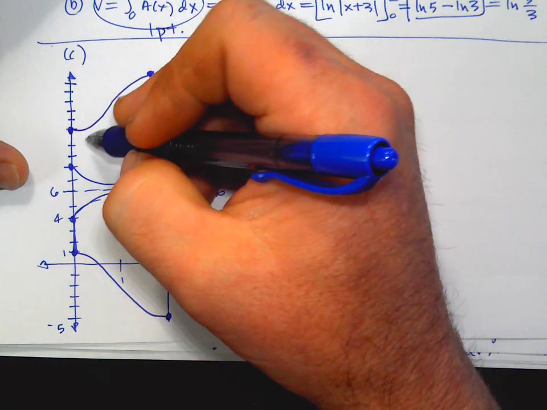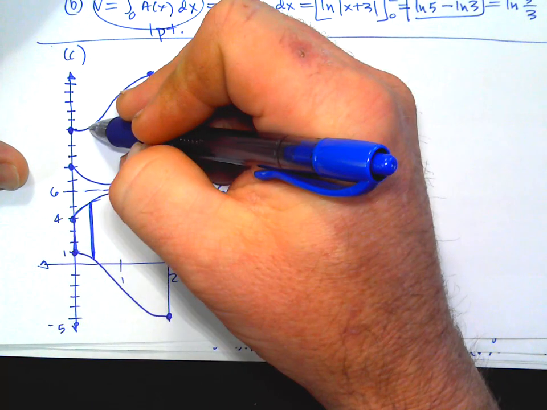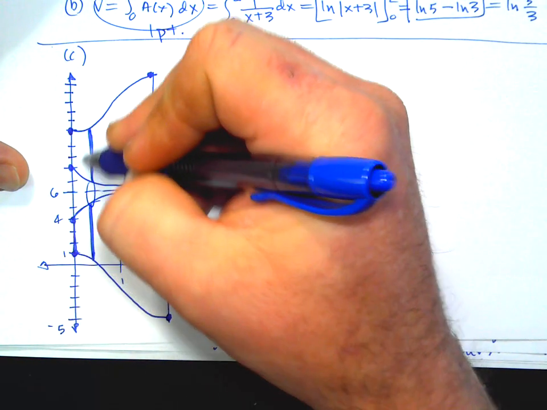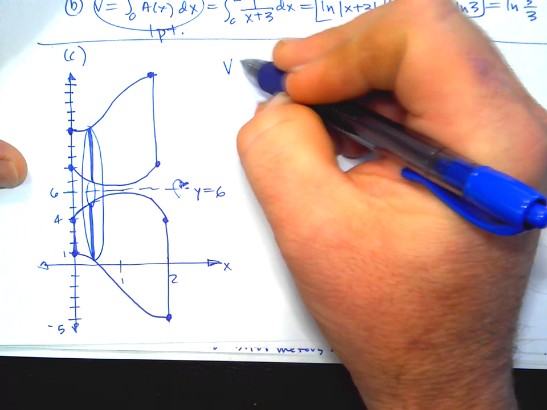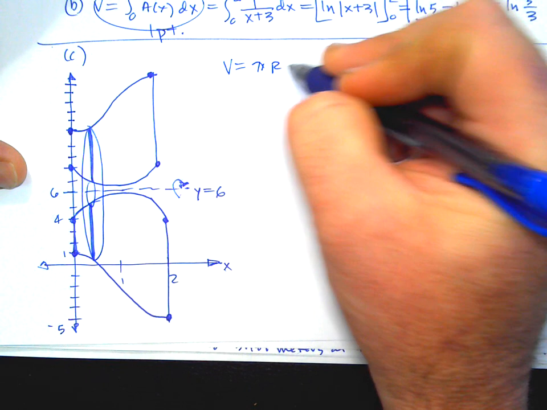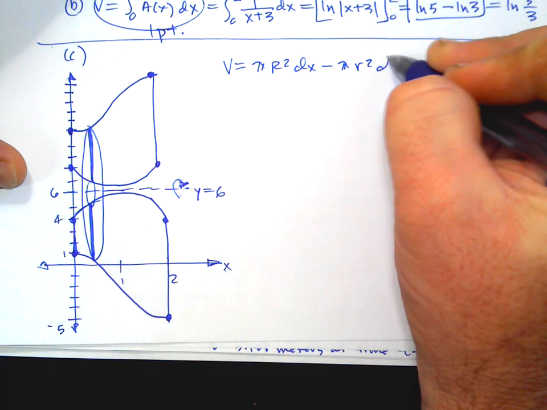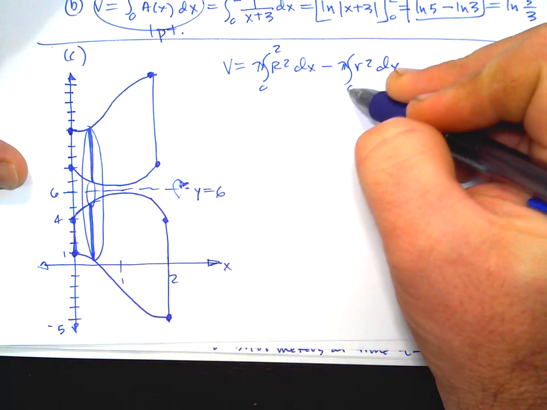So we're going to stick with the vertical slicing. I don't think we really want to deal with shells and horizontal slicing when there are two curves here. So it's going to be the washer method, which is really all they usually expect of you. So it's going to be pi big R squared dx minus pi little r squared dx. Integrate. We're going left to right, 0 to 2, 0 to 2.